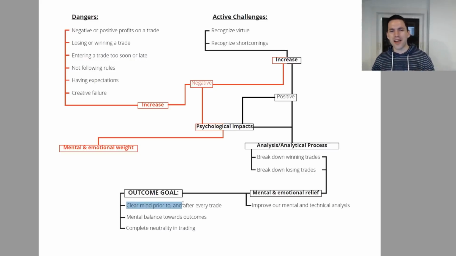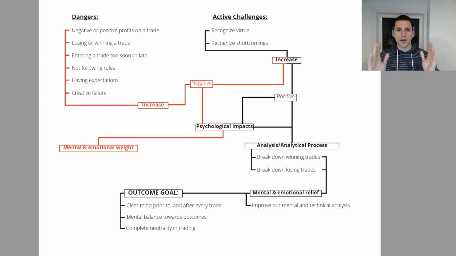So having a clear mind when you enter every trade and having a clear mind when you exit every trade is paramount to your success, because it will allow you to make decisions based on clarity and not based on emotions, right? Mental balance towards outcomes, right? So another outcome is not allowing these mental and emotional weights that we carry, or this baggage, having that balance of neutrality in trading, towards every single outcome, whether it be positive, negative, or neutral.